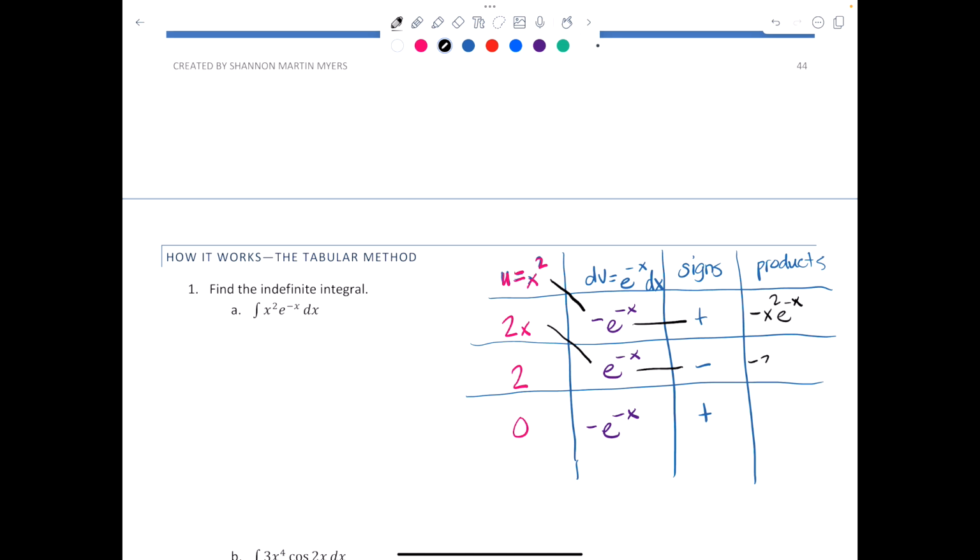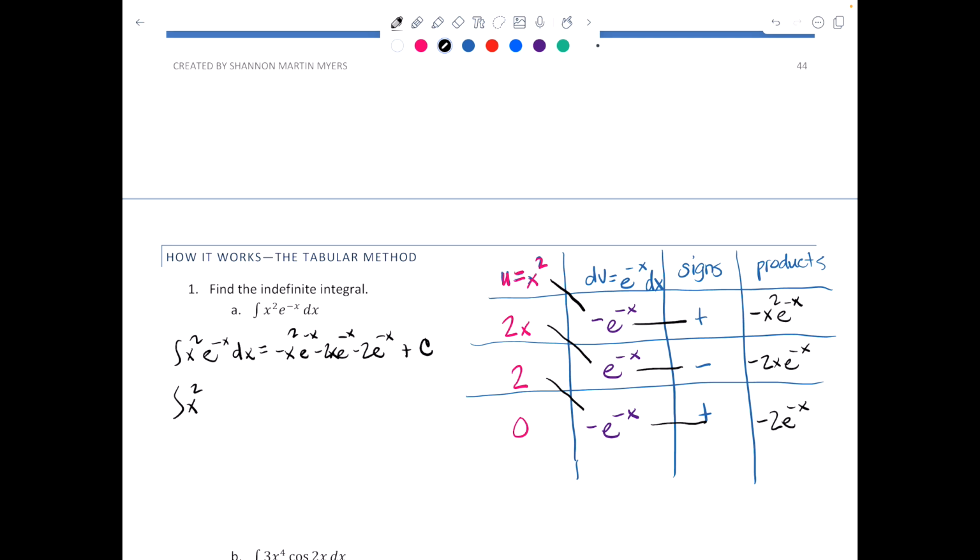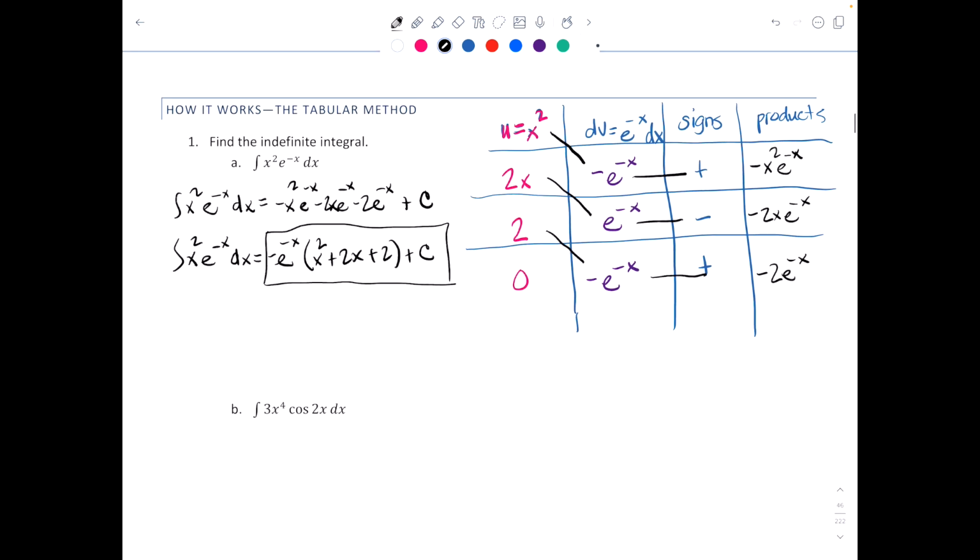So this one will flip the sign, so we'll have minus 2x e to the negative x. And then this one, we don't need to flip the sign, and so we'll end up with minus 2e to the negative x. Then you just add them together, and add your constant of integration. So negative x squared e to the negative x minus 2x e to the negative x minus 2e to the negative x plus c. And then factoring out a negative e to the negative x, we'd have x squared plus 2x plus 2 plus c. Just what we got before, but with, you know, a lot less complication in our brain, right?